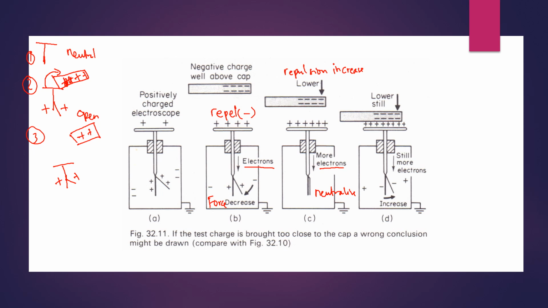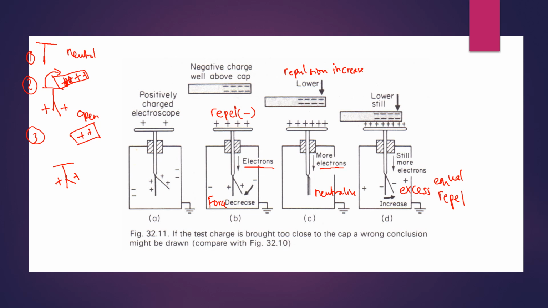If I keep moving it closer, until it's very close to the electroscope, then the repulsion force will become larger again, and there will be more electrons going down. If a lot of electrons go down, there will be a possibility of excess electrons in the leaf. Because a lot of electrons have been repelled by this rod, the leaf will become negatively charged. As we have learned, if the charges are equal, they will repel again.